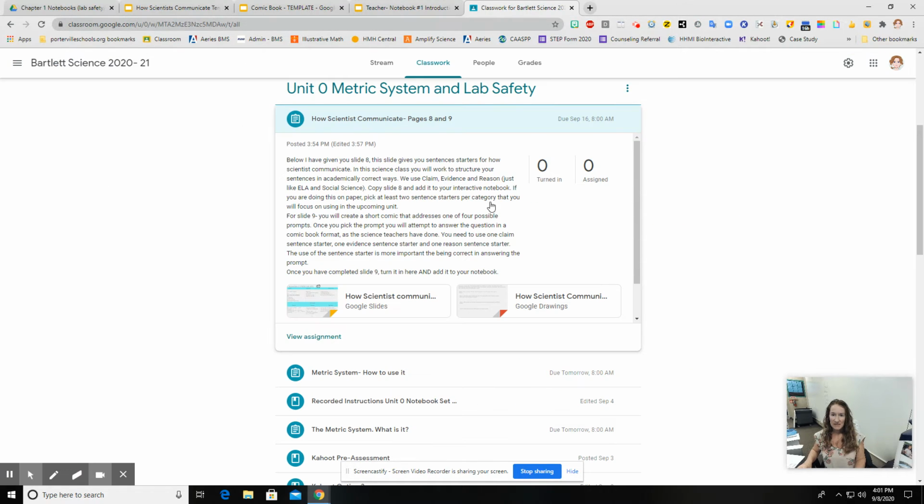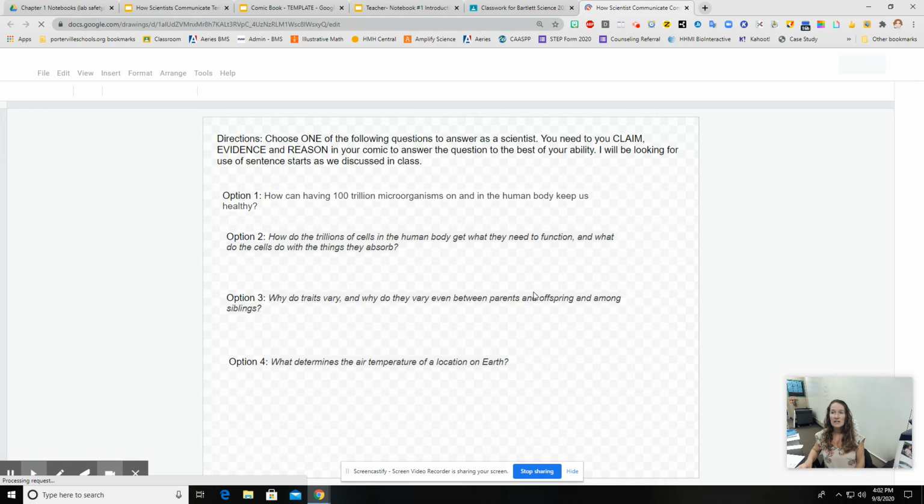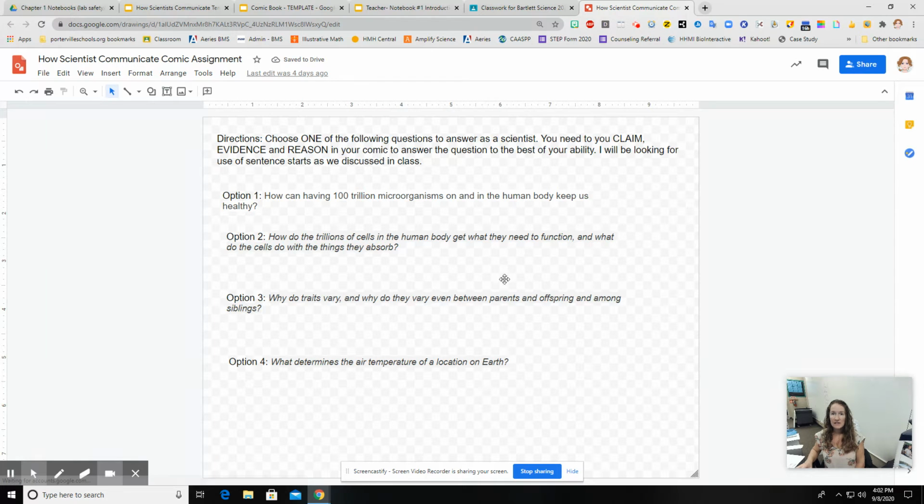Now for the assignment. For slide 9, you are going to address one of 4 prompts that we are giving you. And the 4 prompts are here in a Google Draw. So choose one of the following questions to answer as a scientist. You need to use claim, evidence, and reason in your comic to answer the question to the best of your ability. I will be looking for the use of sentence starters and sentence frames like we just discussed.